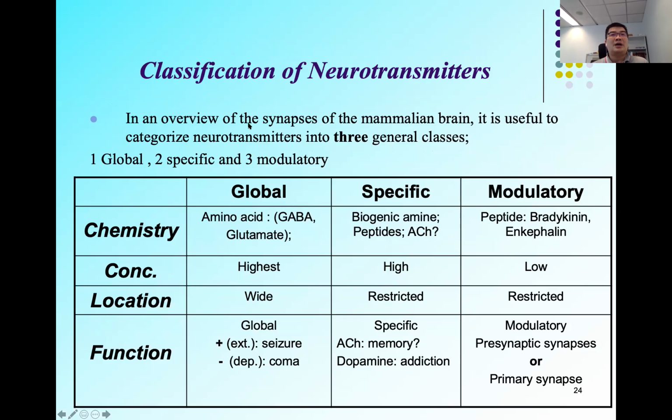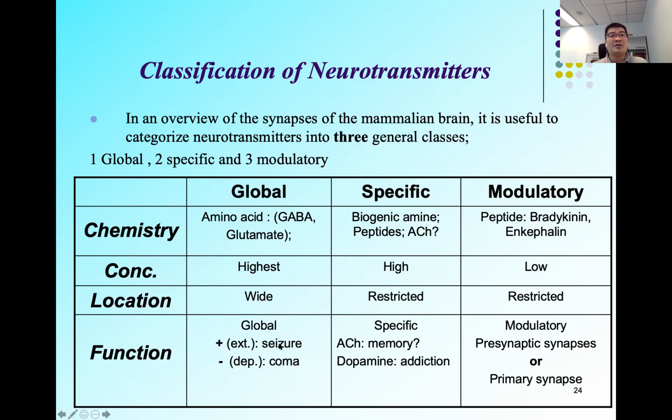So the other classifications of the neurotransmitters can be generated in three general classes: global, specific, and modulatory. Global are the amino acid type, GABA and glutamate. Both are very important neurotransmitters that control your cognitive functions. They are at the highest concentrations and widely located in the nervous system. The function includes excitatory or inhibitory. Basically, glutamate is excitatory, GABA is inhibitory.